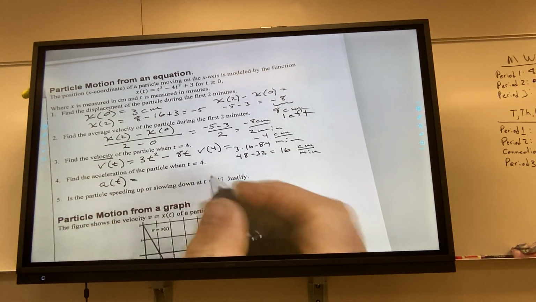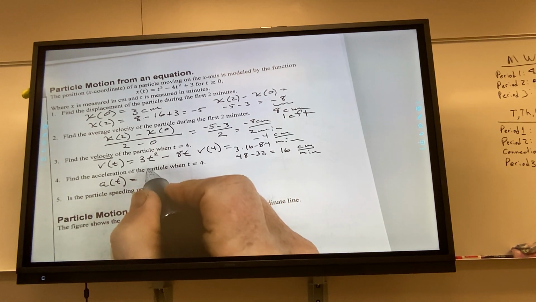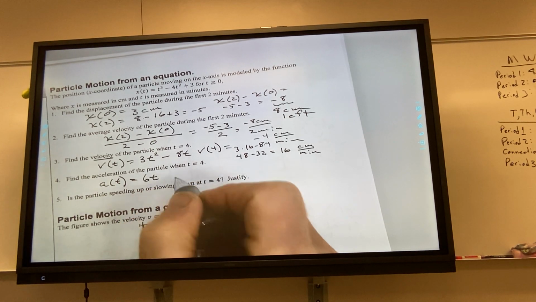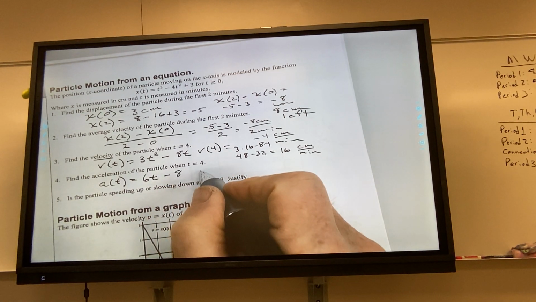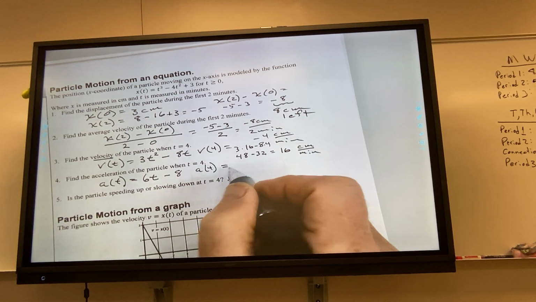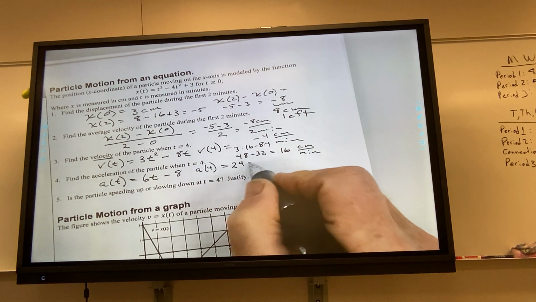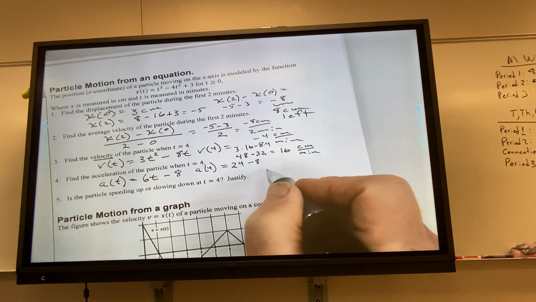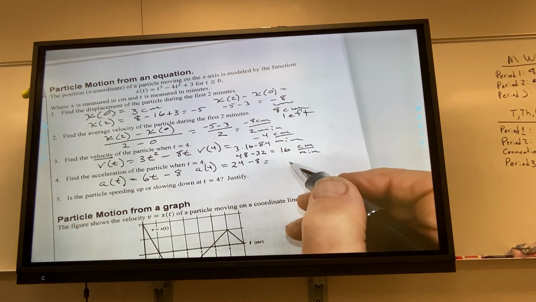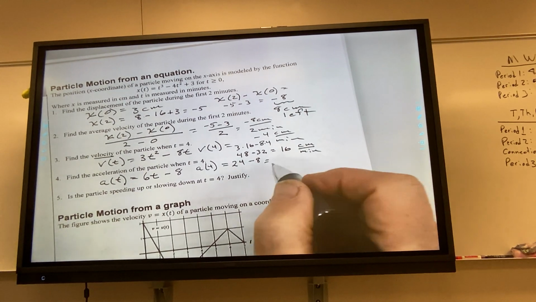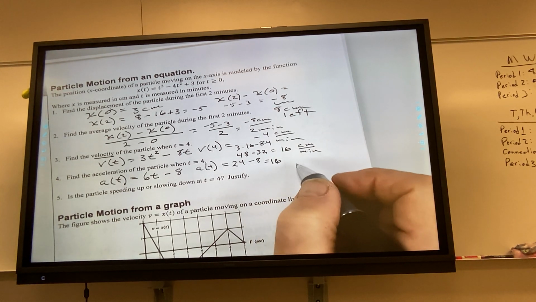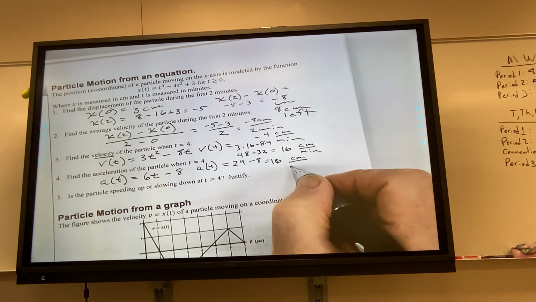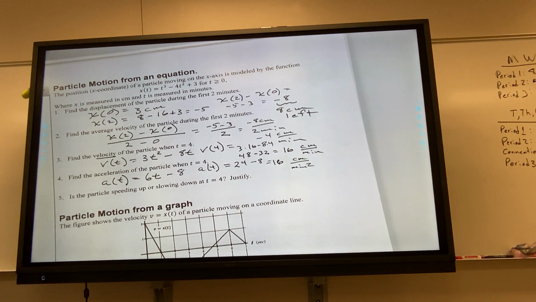All right, Colin, how do I figure out acceleration? You take the derivative. Tell me what the derivative is. 6t minus 8, okay? And then I'm going to put in 4. Do you see where I get 24 minus 8? And I get 16 again. Every answer must be 16 in this problem. 16 what? Centimeters per minute squared. Perfect. Very good.